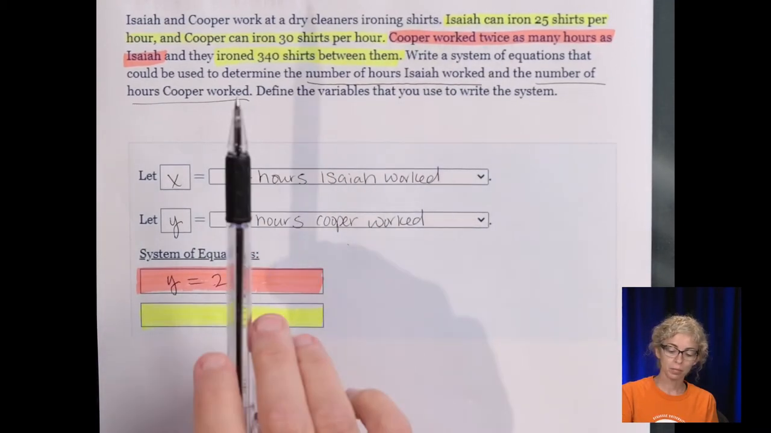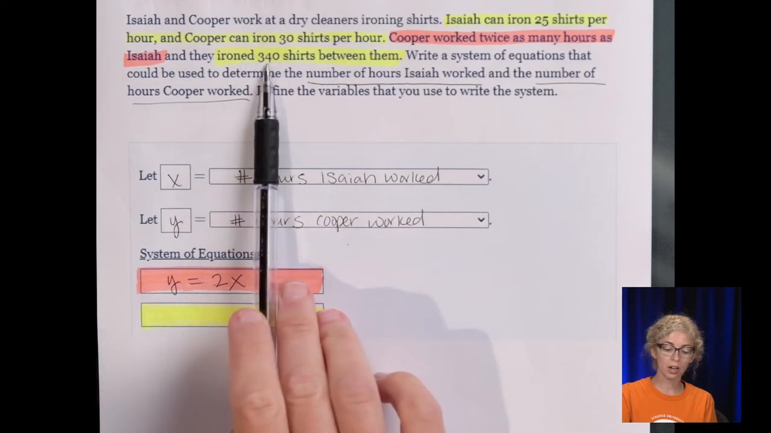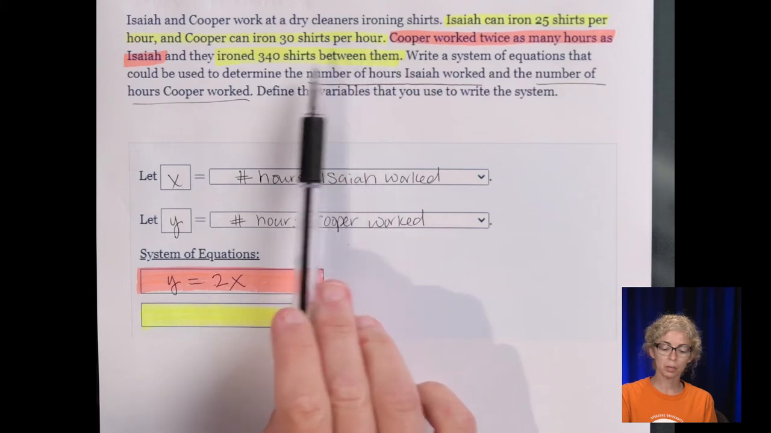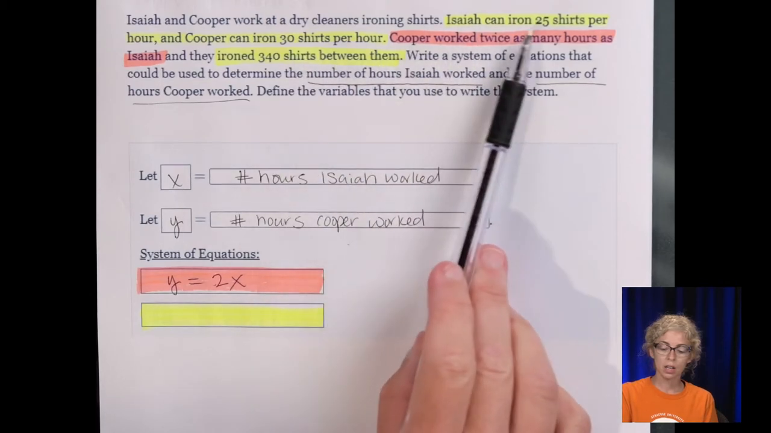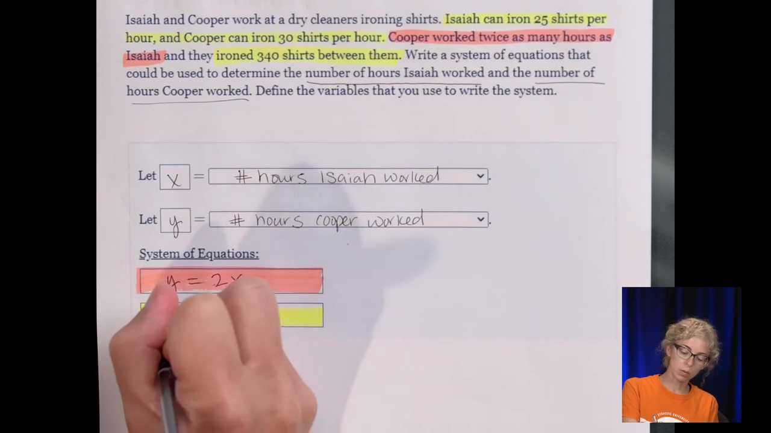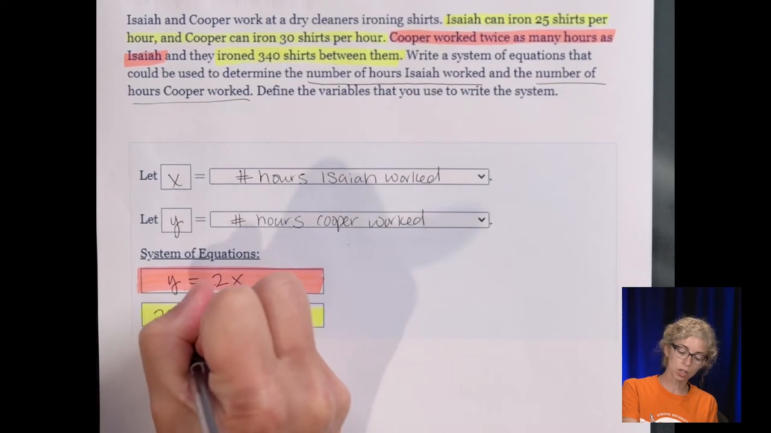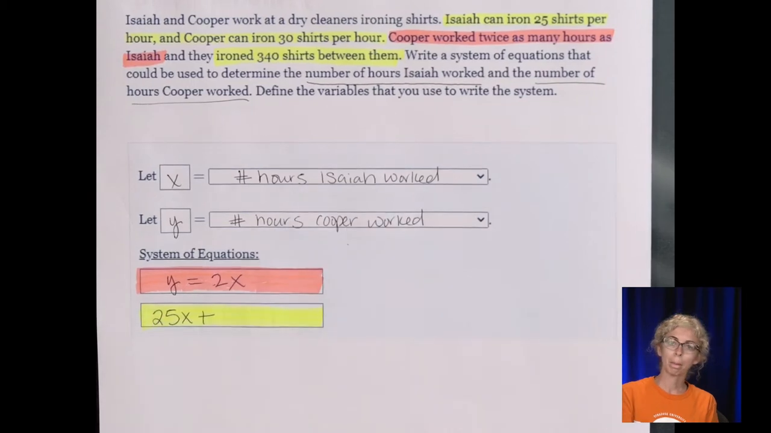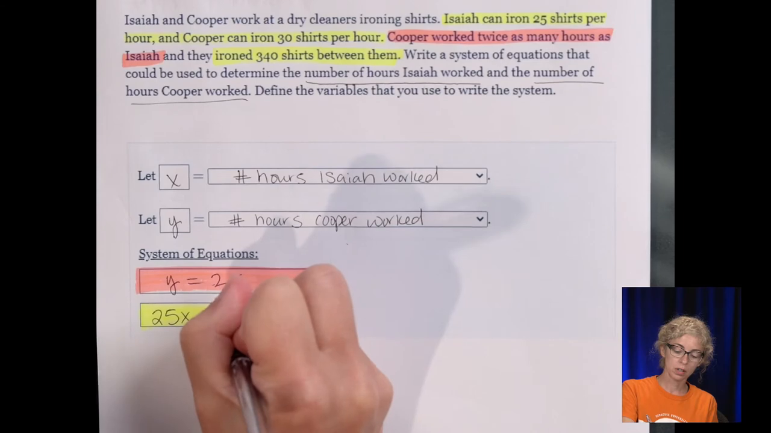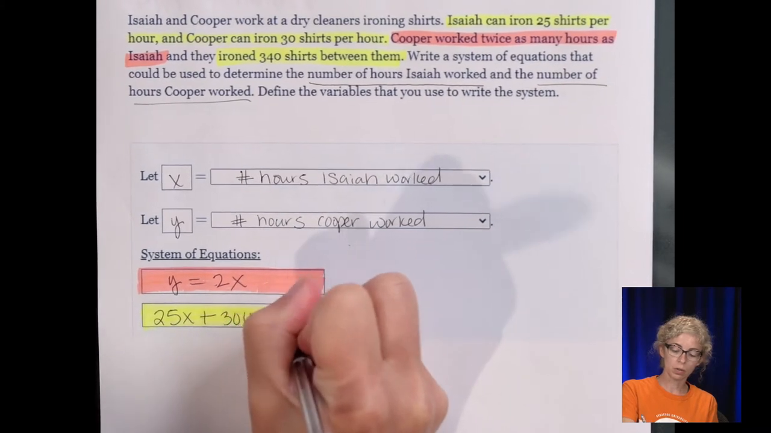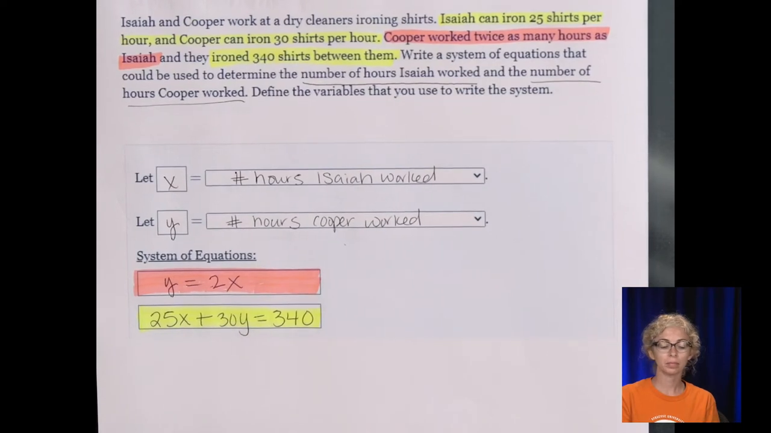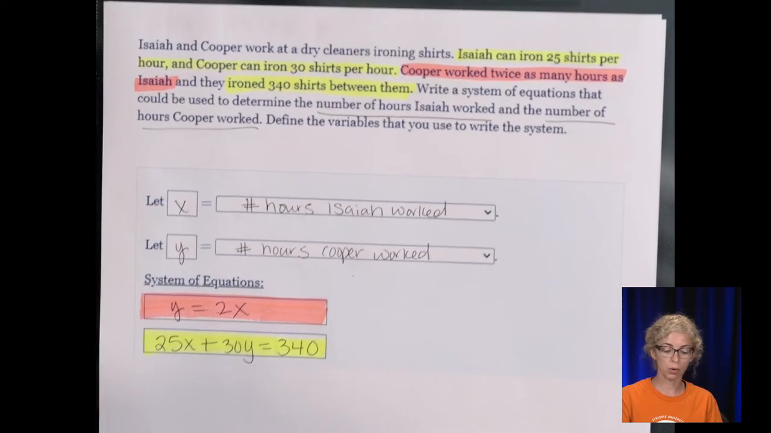The second part, we're talking about how together they ironed 340 shirts between them. Well, between them, so Isaiah, let's look at his rate, 25 shirts per hour. So take the number of hours he worked, multiply that by 25 shirts. And the number of hours Cooper worked, he did 30 shirts per hour. So 30y equals 340. Okay? So there's our equation for that one.